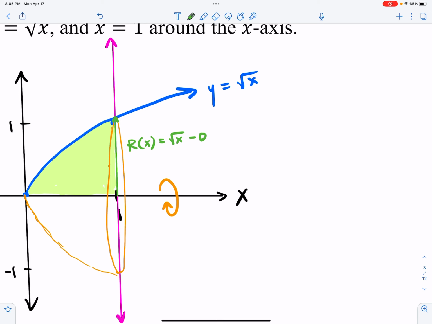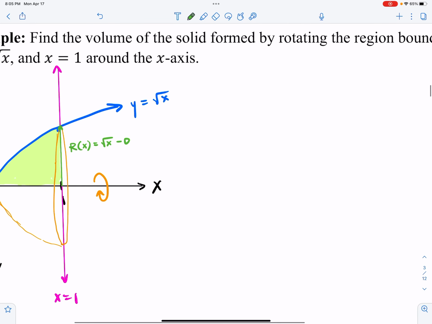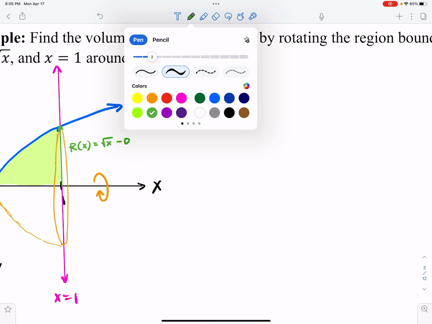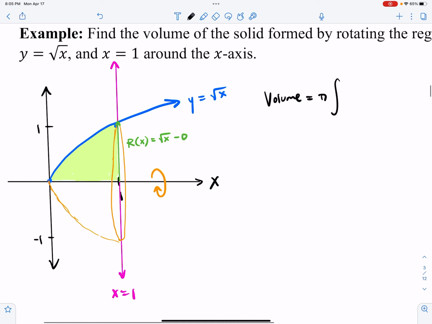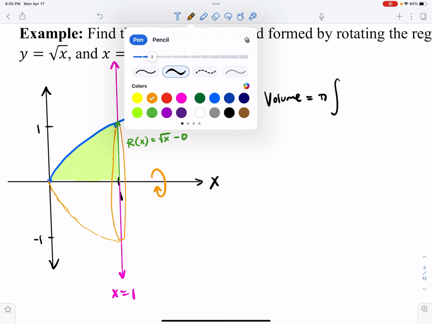Again, I'm just preparing for if we were rotating around a different axis other than the x-axis or y-axis. Okay, so our volume is going to be equal to pi times the integral. We have perpendicular cross sections, right? Perpendicular cross sections here.